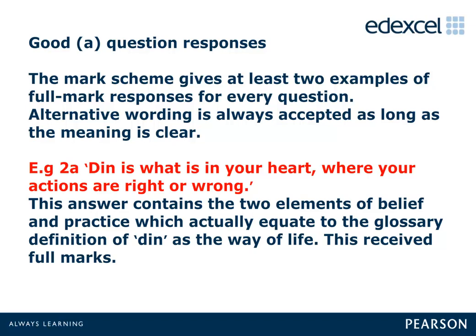For example, Deen means way of life. The brackets shown in the glossary suggest that both belief and practice need to be included in order to get 2 marks. This is clear in the example on the slide. Al-Qadar means Allah's control of future events. In order to get full marks, candidates must have both Allah and future in their answer.